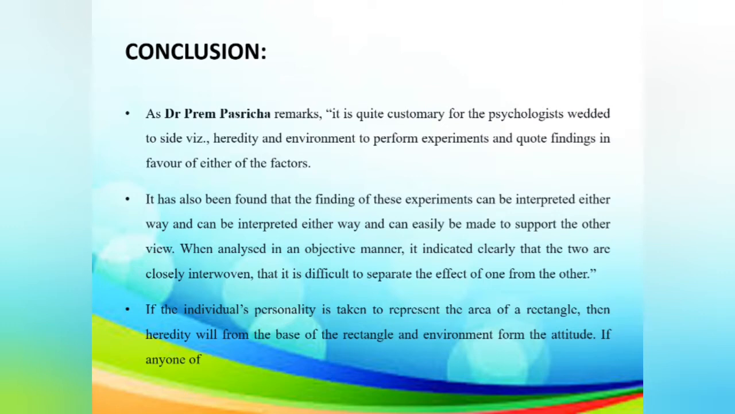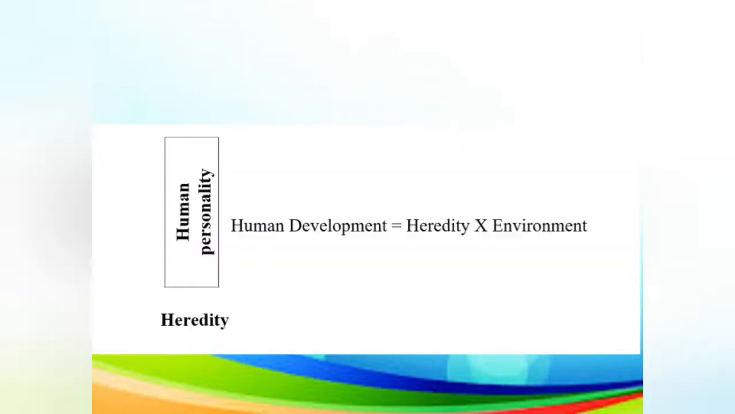If the individual's personality is taken to represent the area of a rectangle, then heredity forms the base of the rectangle and environment the altitude. As this picture shows, normal human development, heredity and environment influence child development, and also predict human personality. Personality development is affected by these two factors, and it is not a question of either-or between heredity and environment. It is a question of heredity and environment.